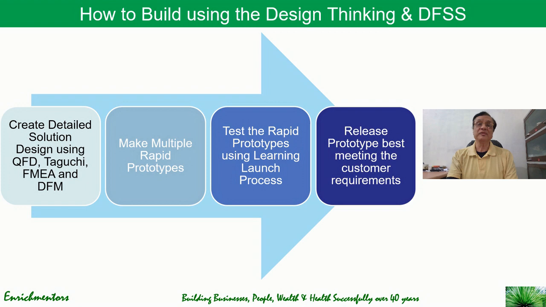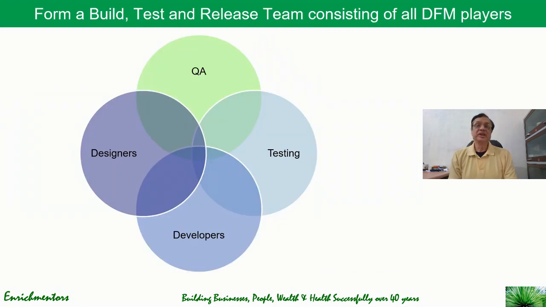Make sense? Wonderful. So what are the other couple of things that we can do to make a successful BTR process, build, test and release? One thing is you can form a build, test and release team consisting of all the DFM players, because we have been talking about using the DFM principle. It happens that we do not include at the design stage the people from manufacturing and QA. So we need a cross-functional team of QA, designers, developers, testers, all together along with anyone else that you need individually in your cases, and form a team before we start.